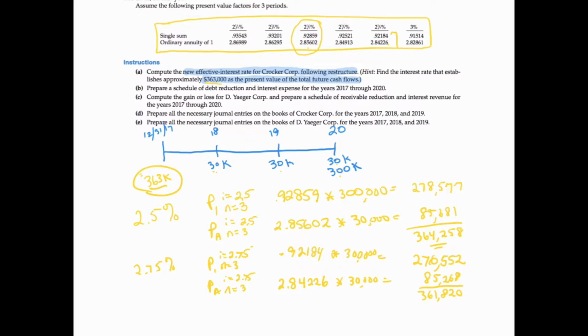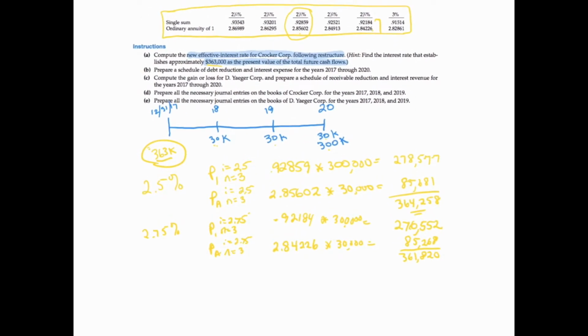Remember, our target here is 363,000, so maybe we should try just a little bit. We'll go to 2.625, 2 5/8%. Because 363 falls between these numbers, we're looking for an interest rate between those. P sub 1, i equals 2.625, n is equal to 3, and that factor is 0.92521 times 300,000, and when I multiply that out, I get 277,563.